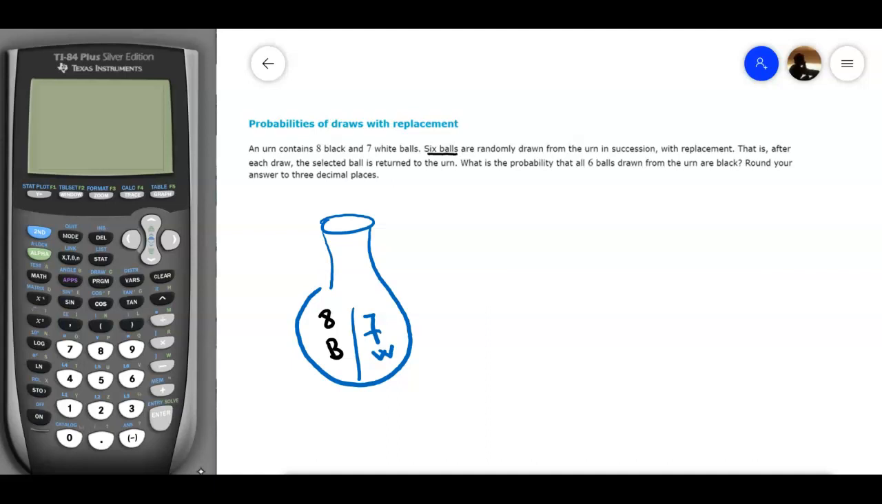So every time, if you select a black one, you note that it's black and then put it back. If you select a white, it's the same thing. You note it's white and then you put it back, and then you proceed with the second one, and so forth. So the question is, what is the probability that you select 6 balls and they are all black?